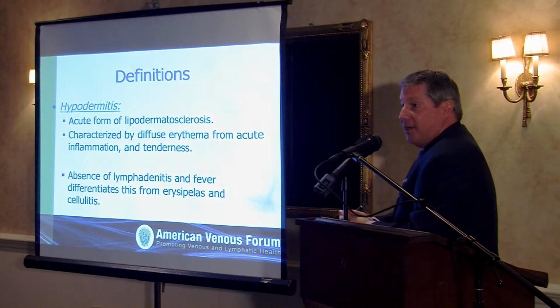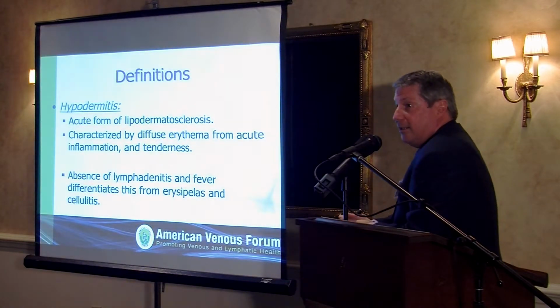Hypodermitis or hypodermatitis is an acute lipodermatosclerosis. The patient may come in with a painful leg and the skin's red, and they get treated with antibiotics for 2 weeks and then 4 weeks and 6 weeks, and it doesn't get any better because it's not a cellulitis. It's acute inflammation. The treatment's not perfect, compression and nonsteroidals usually. Here's an example of acute hypodermatitis or hypodermitis.